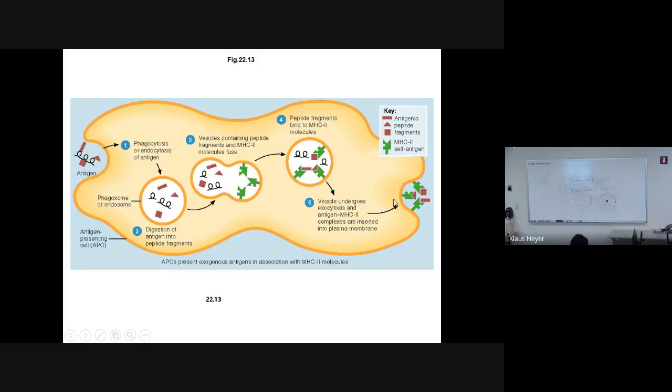And so it makes the MHC molecule, but it's got pieces of the antigen. It's got antigens from the bacteria on it. So now something doesn't look right.